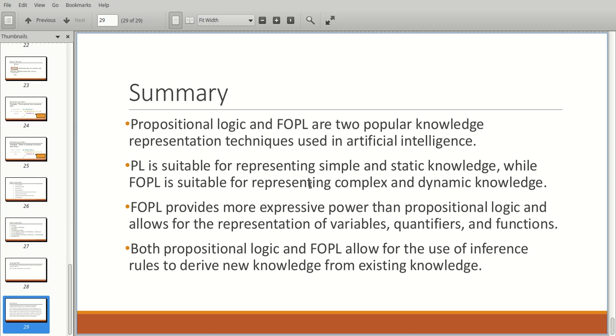As you can see in the slide, the second type of logic, which is first order predicate logic, is more expressive compared to propositional logic. But both propositional logic and first order predicate logic allow you to represent new knowledge, or even to derive new knowledge from the existing knowledge.